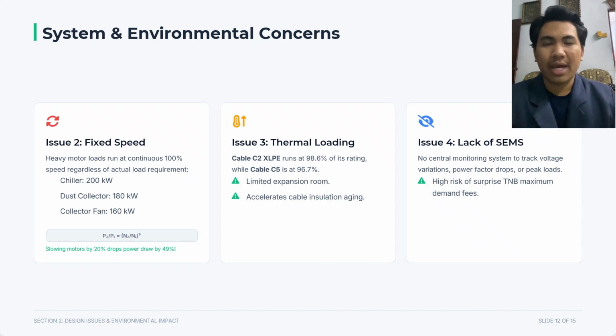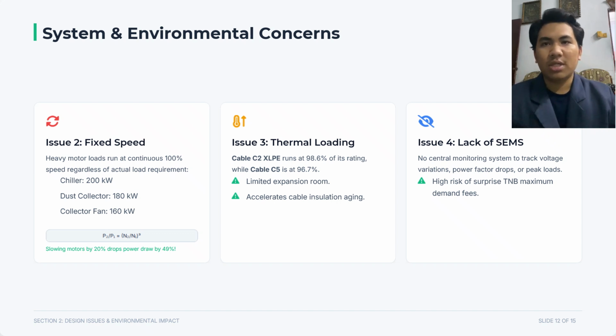The third issue is high cable loading. Cable C2 at 95 mm is at 98.6% loading. Cable C5 at 35 mm is at 96.7% loading. There is very little spare capacity for future expansion and increased thermal stress on cable insulation.